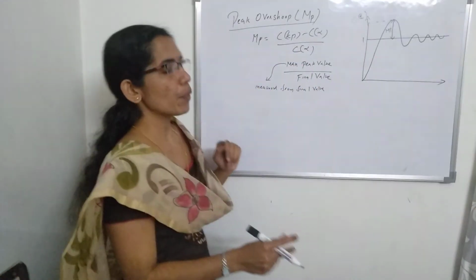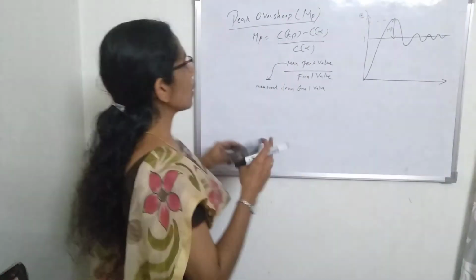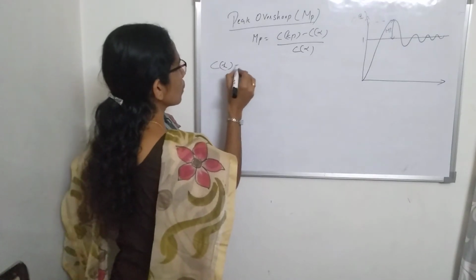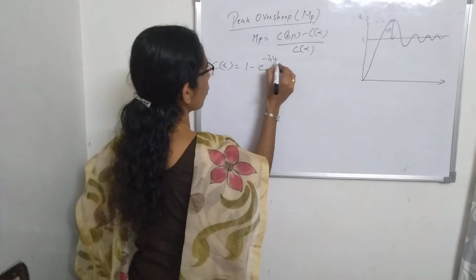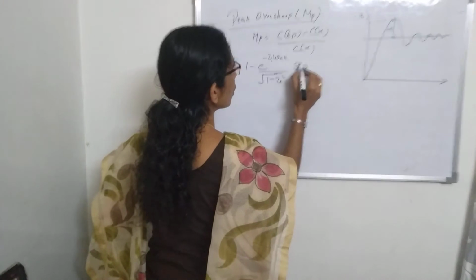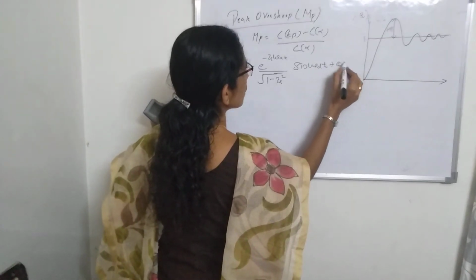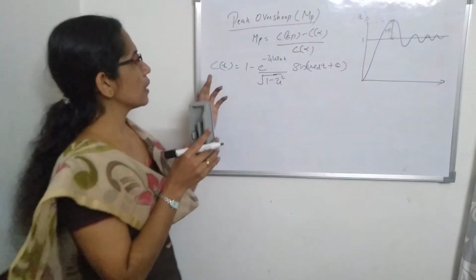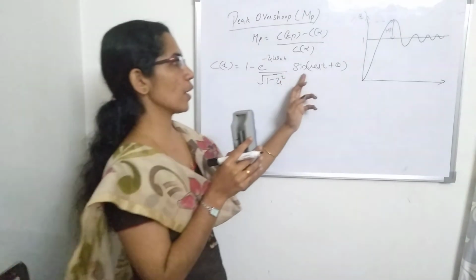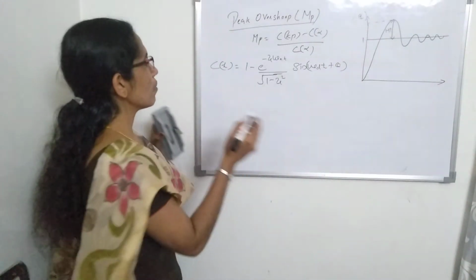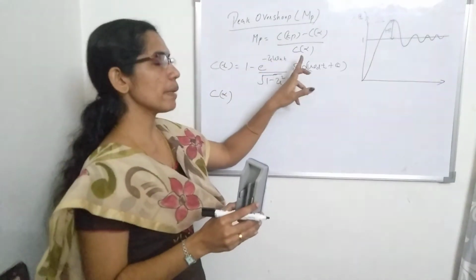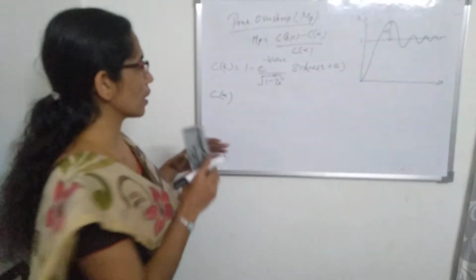So how to find this peak overshoot? First we know that C of t equals 1 minus e raised to minus theta omega n t by root 1 minus theta square into sine omega d t plus theta. First we need to find C of Tp and C of infinity. First we are going to find C of infinity.